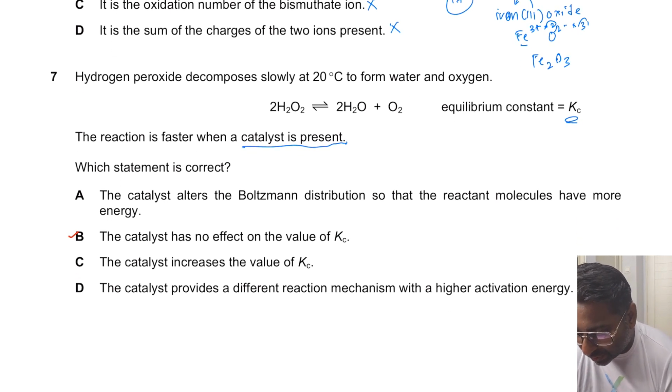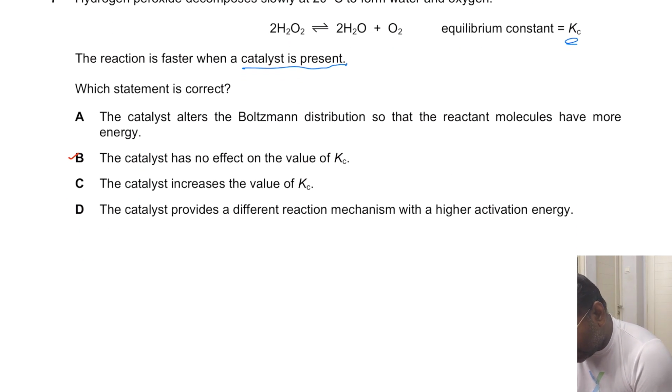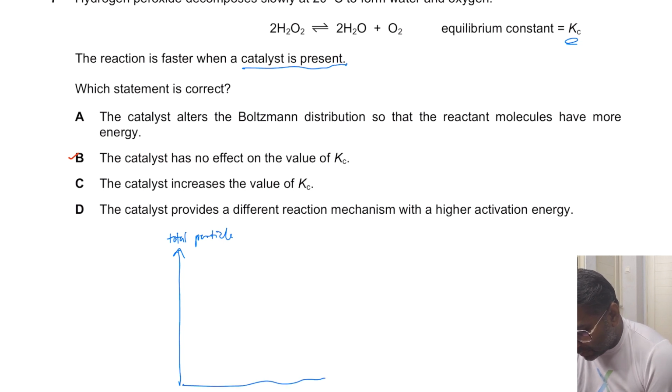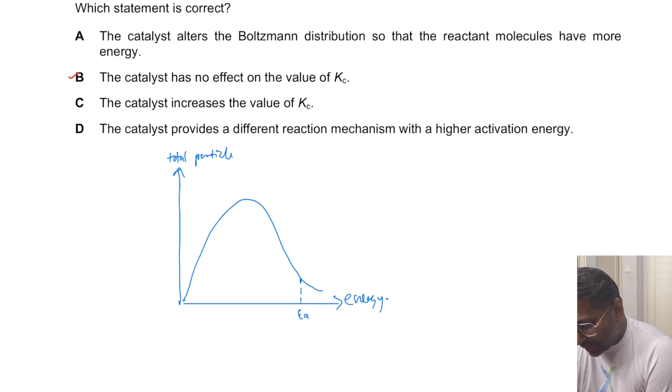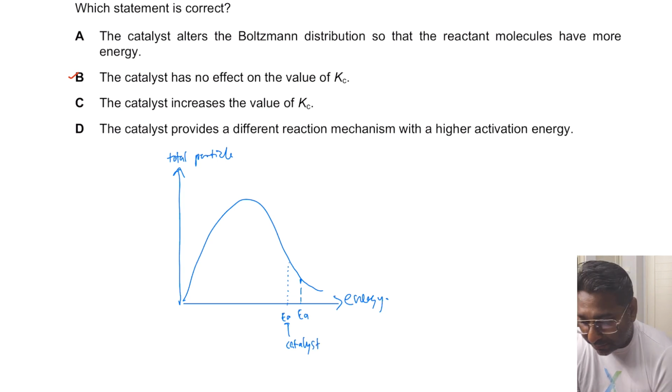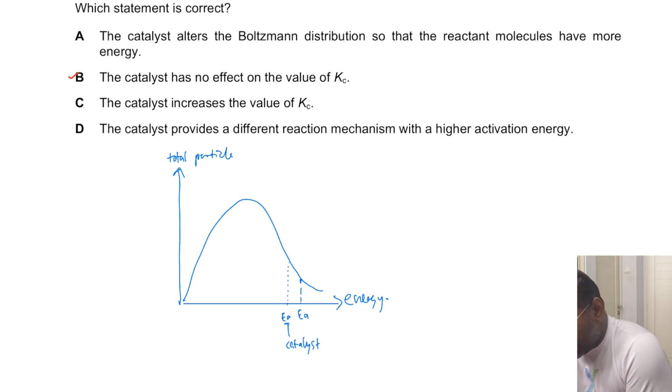The catalyst alters the Boltzmann's distribution, so the reactant molecules have more energy. That's wrong, yeah. Because if you look at the Boltzmann's distribution, the axes are total number of particles and energy. So when we draw the graph, generally the activation energy is around here. When you put a catalyst, what will happen? The activation energy is going to become lower a bit. So Ea of the catalyst will be somewhere here. But nothing happens to the shape of the curve of the Boltzmann's distribution. So therefore, this one is wrong, yeah.